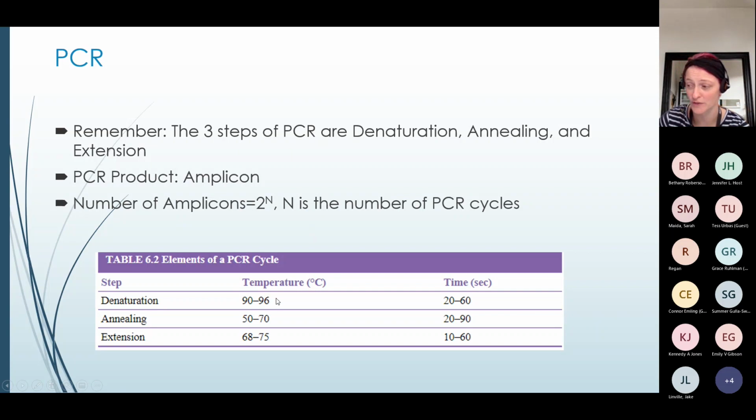Again, know that the temperature of denaturation is the highest temperature, because you want to separate those strands. So you have a temperature of 90 to 96 degrees Celsius, for anywhere from 20 to 60 seconds. The longer your strand, the longer this denaturation time, because you have more hydrogen bonds to break. Also, the higher the C to G ratio, the longer this time and the higher this temperature is going to be, because there are more bonds to break.